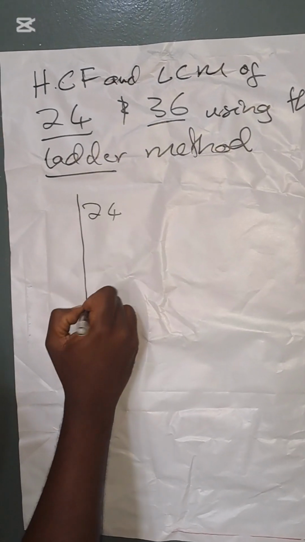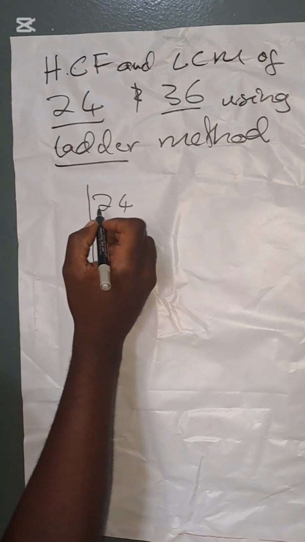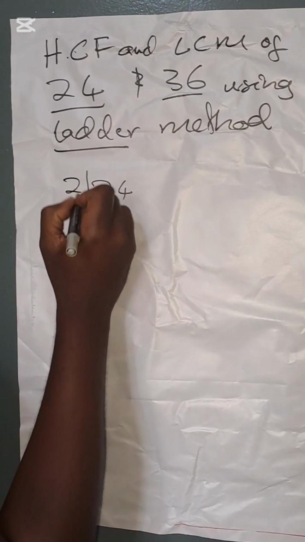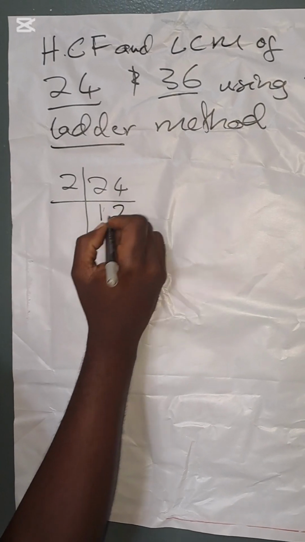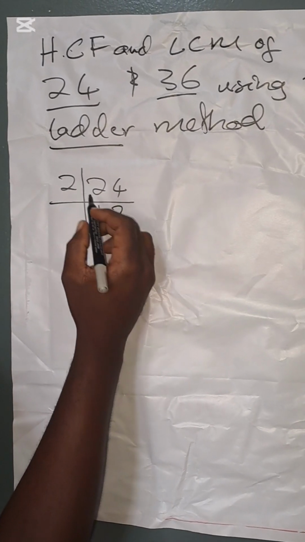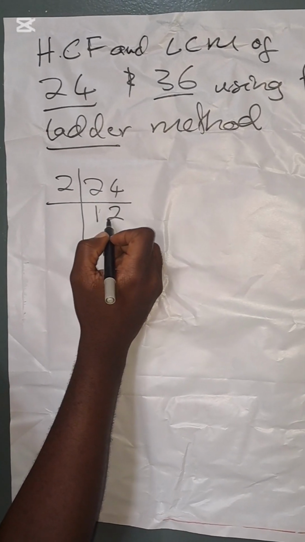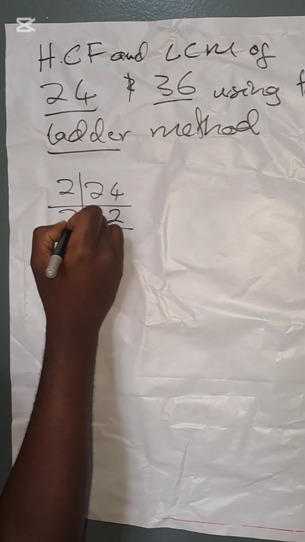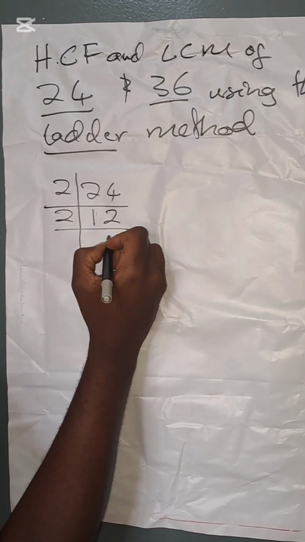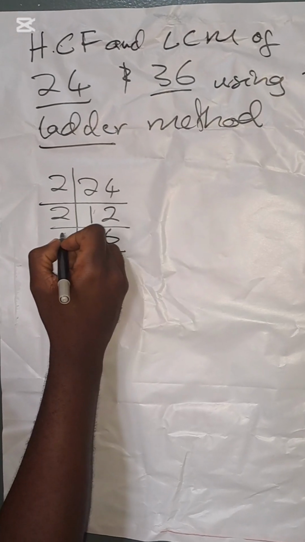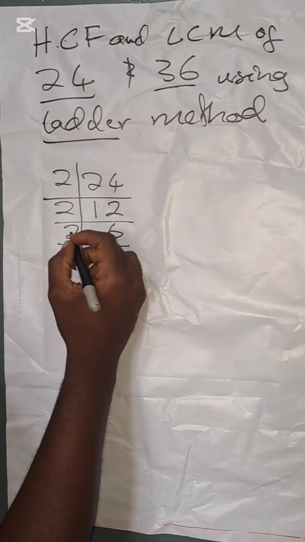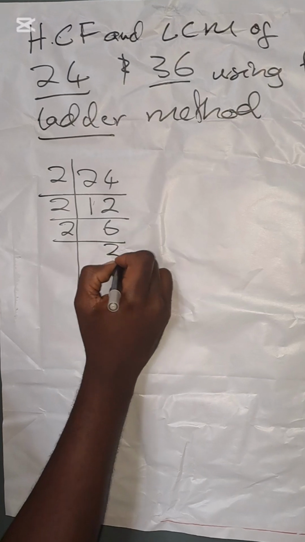So I'll divide 24 by the smallest prime factor, which is 2, and the result, I'll write it just under 24, which is 12. Then I'll think of another prime factor of 12, the smallest, which is 2 again. And if I divide 12 by 2, I'll get a 6. I'll then divide 6 again by 2, because it's still the smallest prime factor, and this will give me a 3.